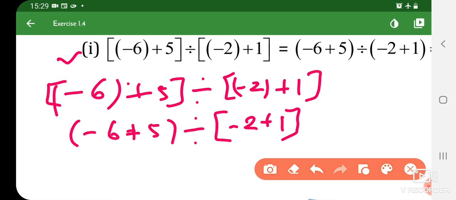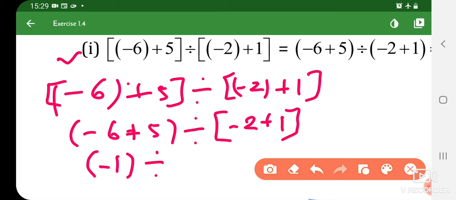After that, minus 6 plus 5. Here are two signs, plus and minus, so the result is minus. 6 minus 5 is 1, and we have to put a minus sign here because according to the greatest digit we have to put the sign.